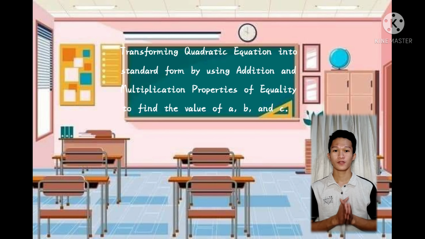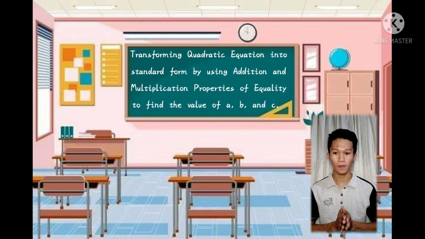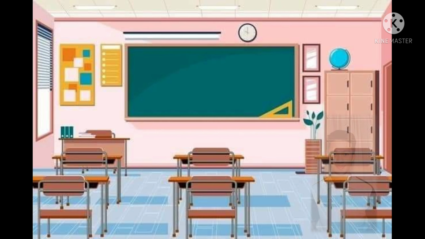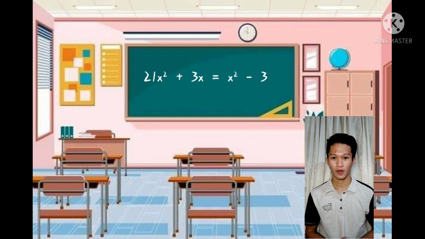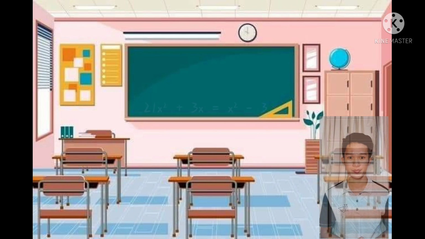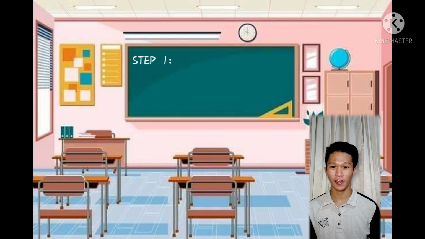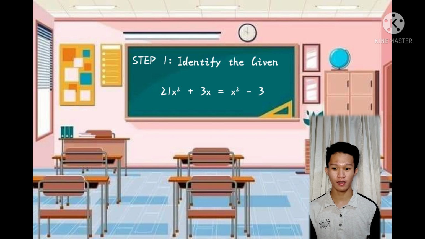And third, transforming a quadratic equation into standard form by using the addition and multiplication properties of equality to find the values of a, b, and c. For instance, we have 21x squared plus 3x is equal to x squared minus 3. Since this is not in standard form, we have to transform it into standard quadratic form. So, step 1, identify the given, which is 21x squared plus 3x equals x squared minus 3.